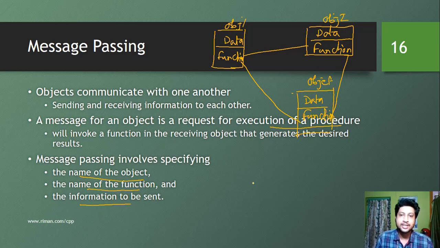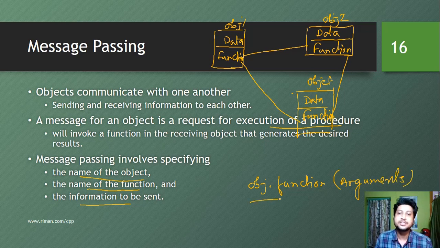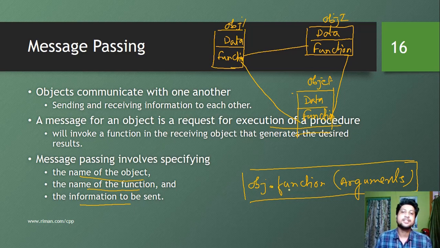It looks something like this: object dot function and arguments. So this is how a message could look. Object dot function arguments. That means this object is trying to invoke this particular function with this information. So this information will be passed to this particular function, some operations will happen on behalf of this particular object, and some results will be generated for this message.